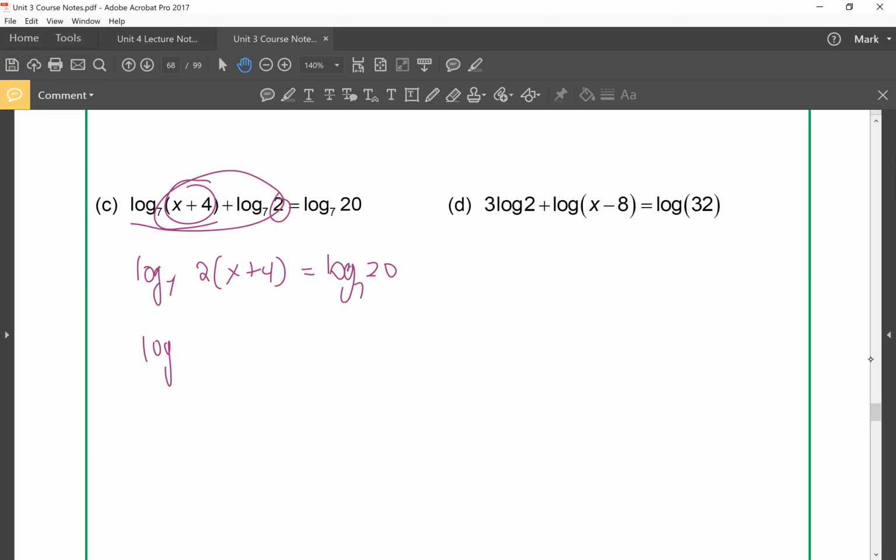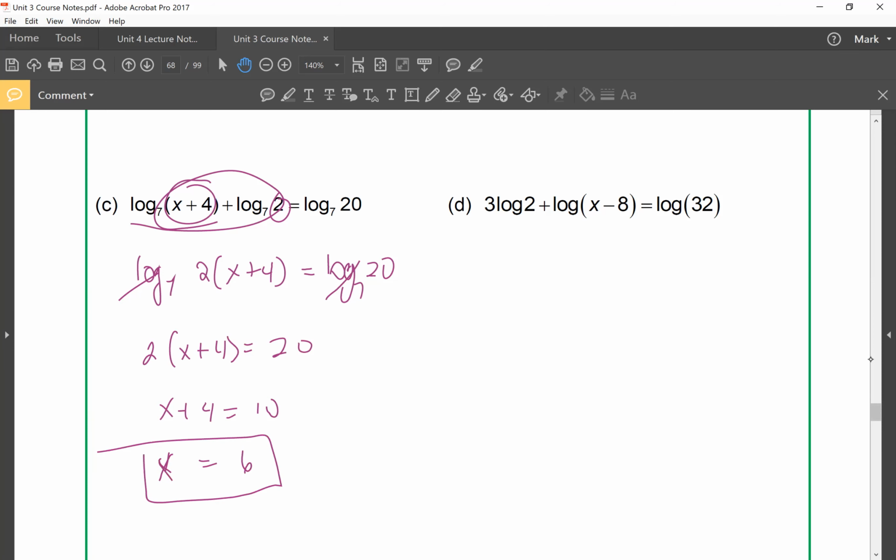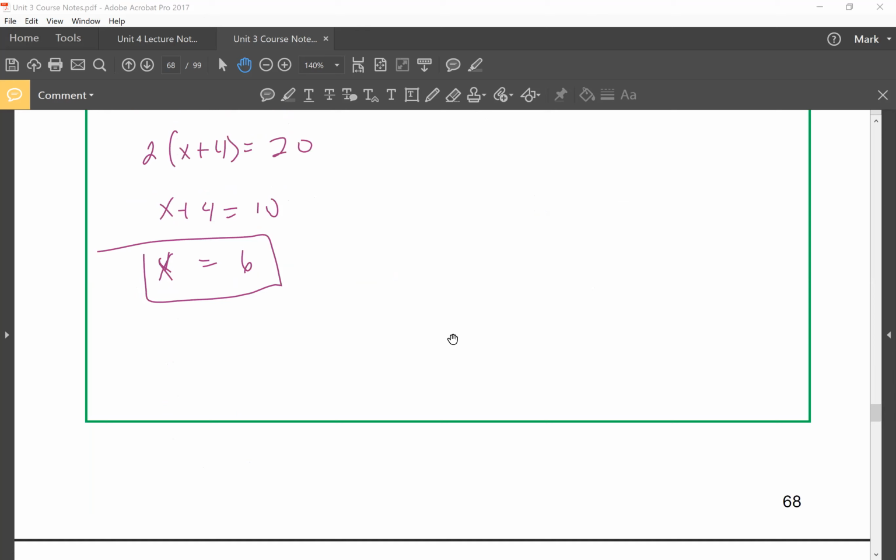So, I mean, that's it, really. I can get rid of the logs. So I have 2(x plus 4) equals 20, x plus 4 equals 10, x equals 6. Easy. I'm going a little quick through the algebra part there because we've been doing algebra for a very, very long time. Okay, so these are considered easy ones.